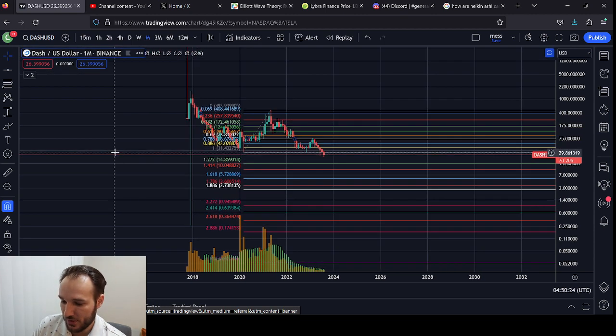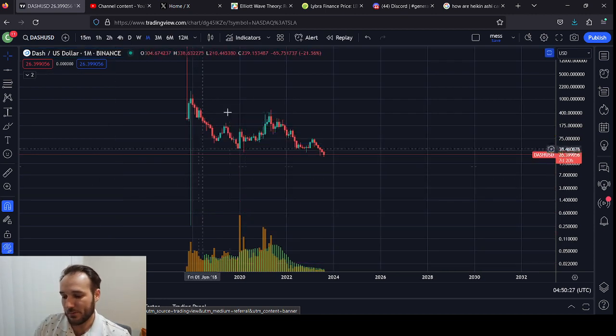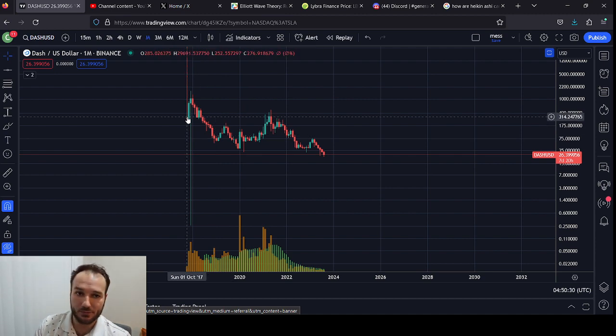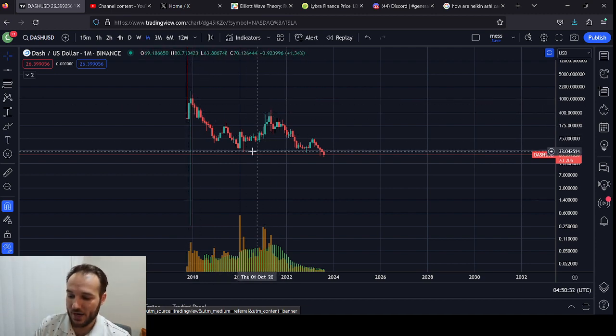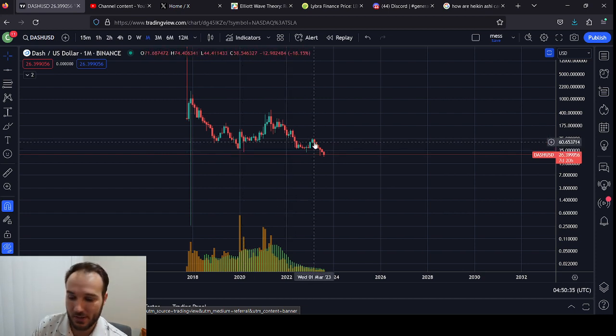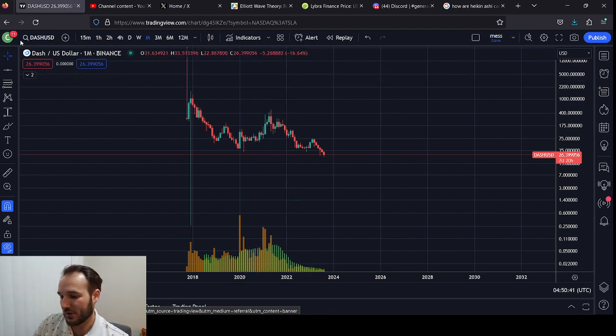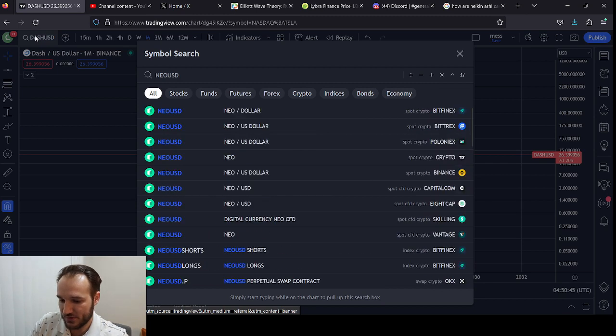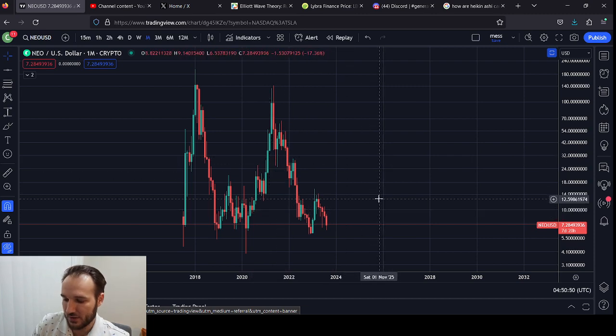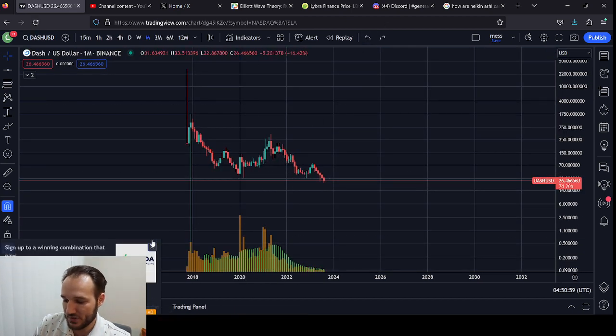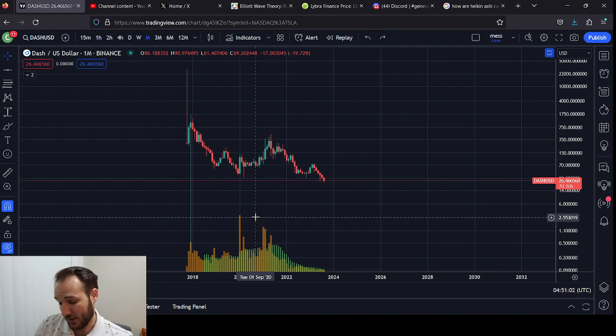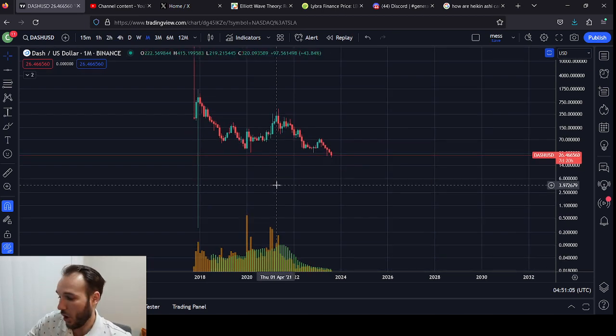Dash is an OG coin, and for an OG coin, most OGs don't look like this, man. You can find a lot of coins from 2017 that, even if they don't have higher highs, are still maintaining higher lows. Litecoin's a perfect example. Ethereum Classic is a perfect example, though that one does have higher highs as well. I wonder about NEO, NEO USD. You don't have higher highs, but you don't have lower lows. You might be forming them, but you don't have them yet. This is a pretty sad looking chart for something as old as Dash, man.